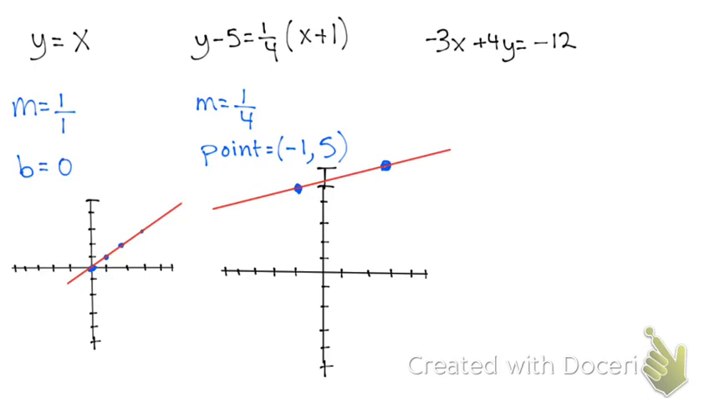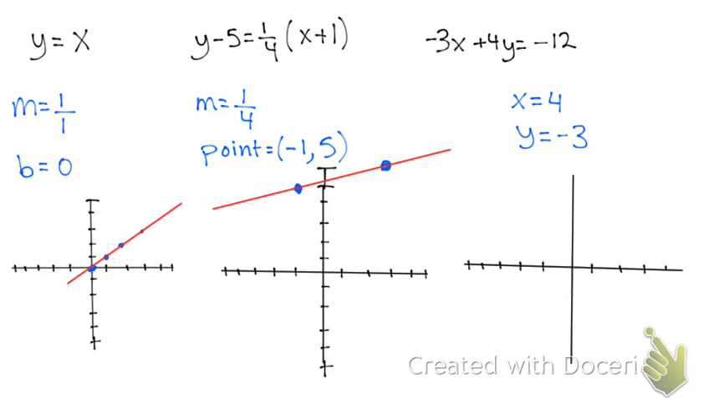The last one's in standard form. We have x and y on the same side of the equation, so that's how you know it's in standard form, and they're all integers. So our x-intercept is going to be 4. We plug in 0 for y, divide both sides by -3, so therefore x equals 4. Same thing with the y-intercept, plug in 0 for x, divide both sides by 4. -12 divided by 4 is -3.